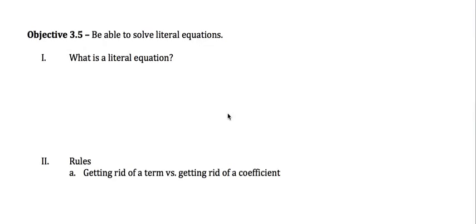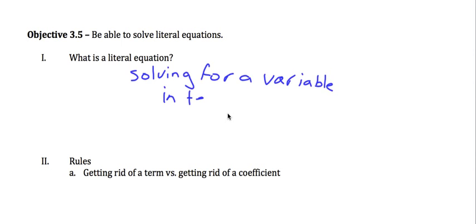Alright guys, today we're looking at solving literal equations. A literal equation in simplest form is one where you are solving for a variable, so that's no different than a normal equation, but the big difference is that you're going to solve for a variable in terms of another variable. Meaning there are going to be multiple variables in the same equation, and you are not trying to solve for all the variables in there.